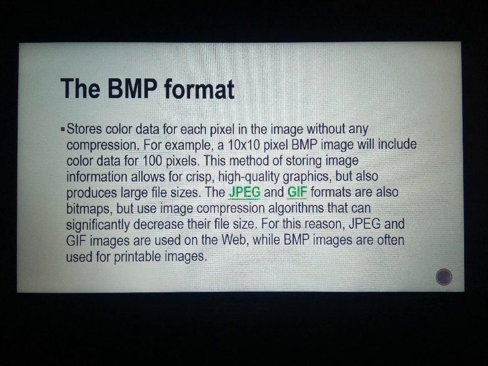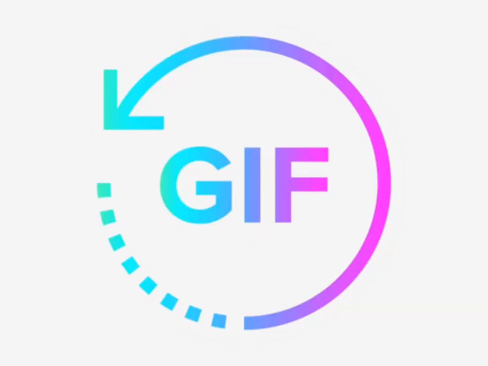The JPEG and GIF formats are also bitmaps, but use image compression algorithms that can significantly decrease their file size. For this reason, JPEG and GIF images are used on the web, while BMP images are often used for printable images. Next would be the GIF, which is the graphic interchange format.